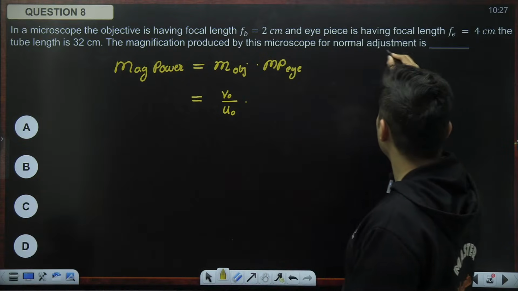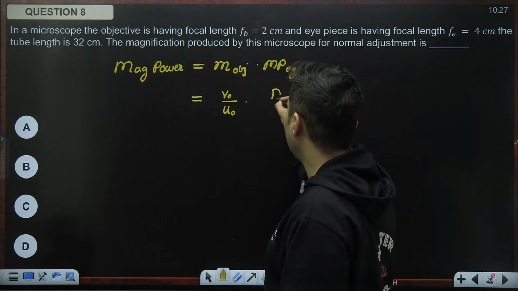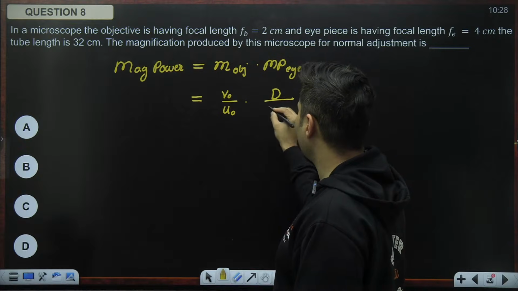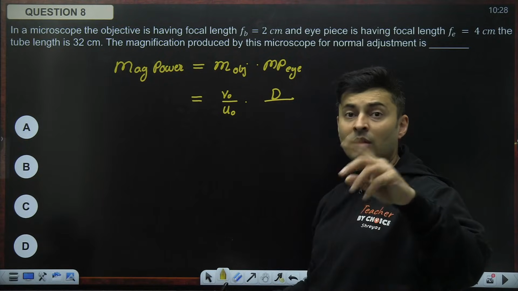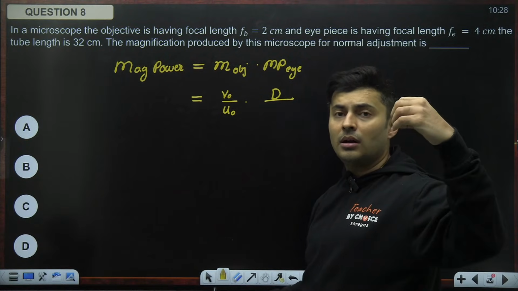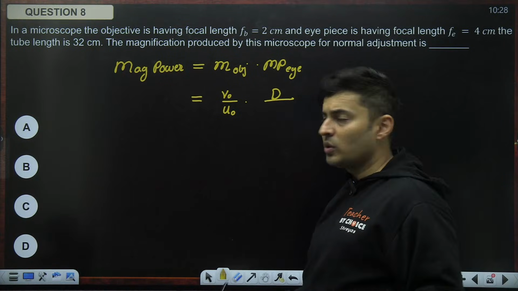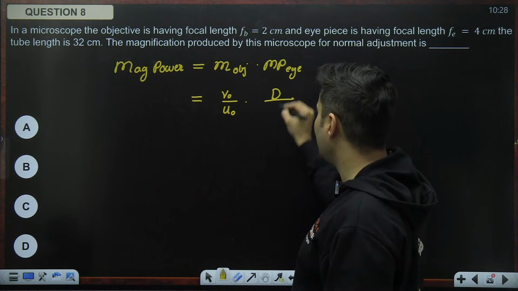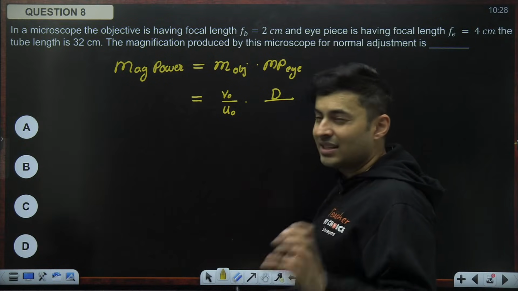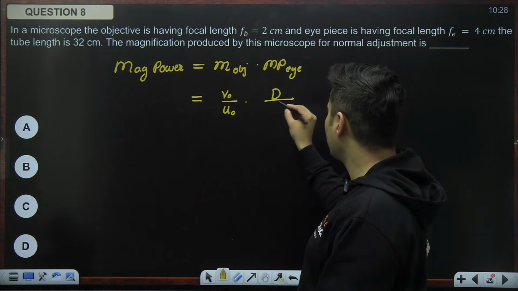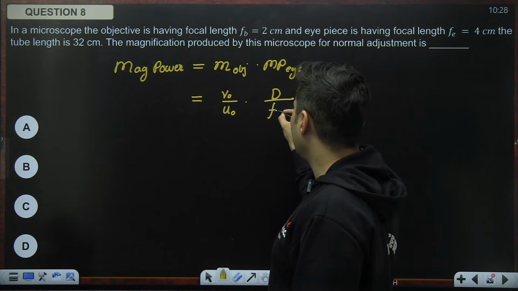Magnifying power of the eyepiece for normal adjustment will be D by F, with D the least distance of distinct vision, not 1 plus D by F. The 1 plus D by F will come for the closest distance of approach. When normal adjustment is there, it will be D by F. That's how a simple microscope works. So D by the focal length of the eyepiece.